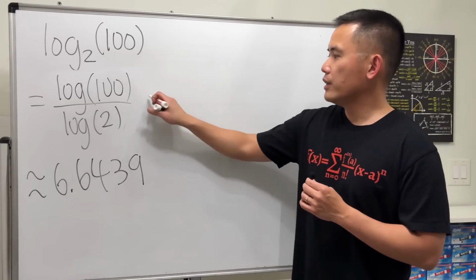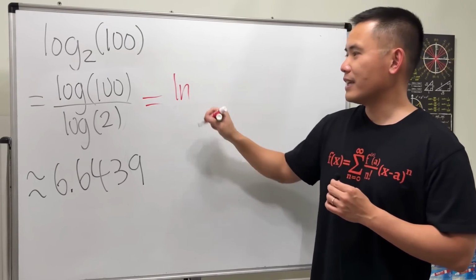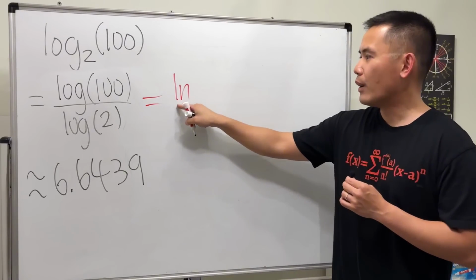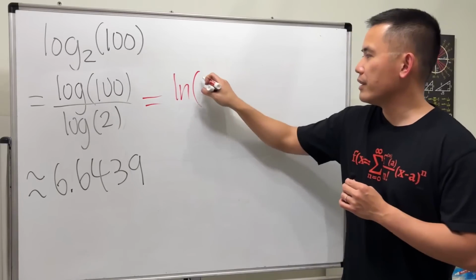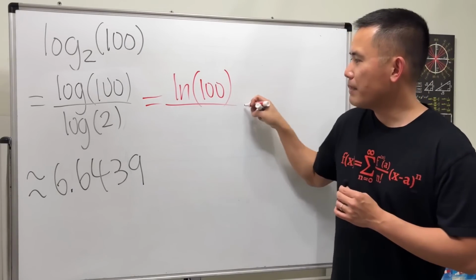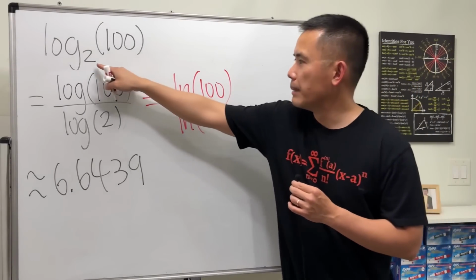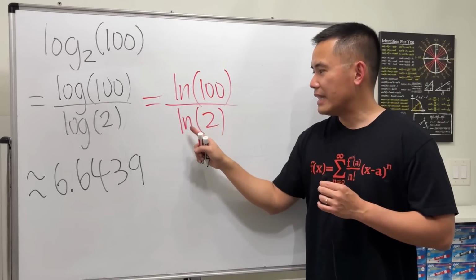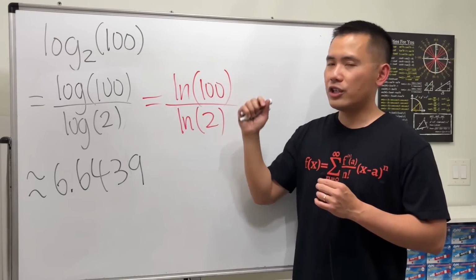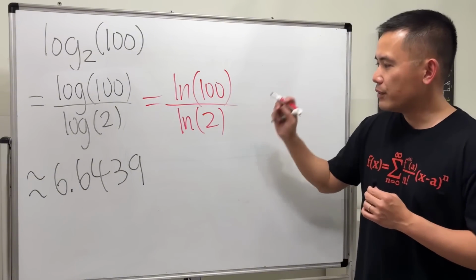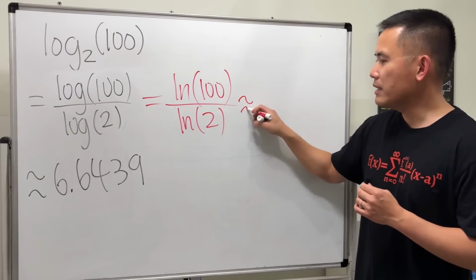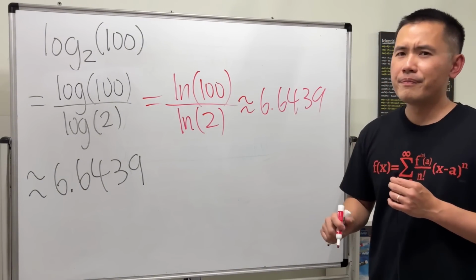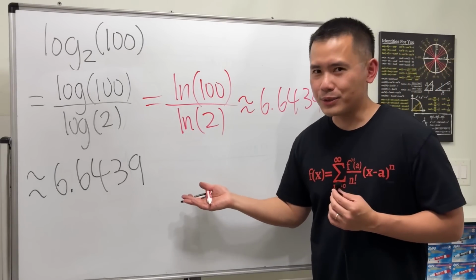The truth is, you should also have the natural log button on your calculator, which is ln. You could also have used ln of the input number right here, and then divided by ln of the base number here. You just have to make sure that this and that match. That's how the change of base formula works. And if you do that, you will still end up with the same answer, 6.6439. But why is this true though?